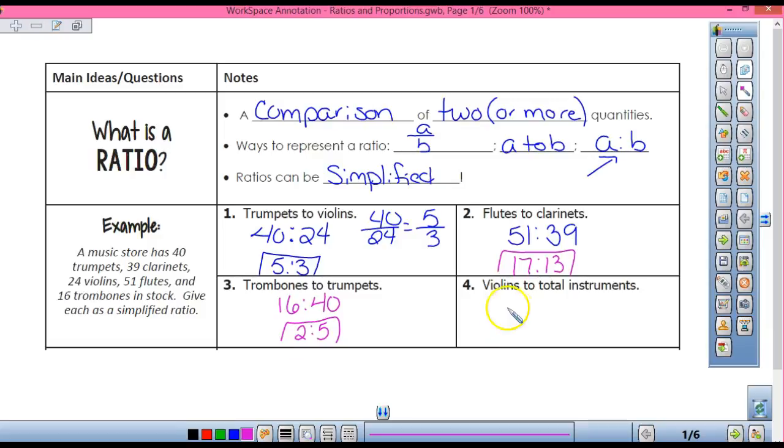Violins, 24 to total instruments. So you gotta do some addition there. Out of all your instruments, I heard it. Braxton, did you say it? No. 170? So 24 to 170 reduces to 12 to 85. Can that go down any further?